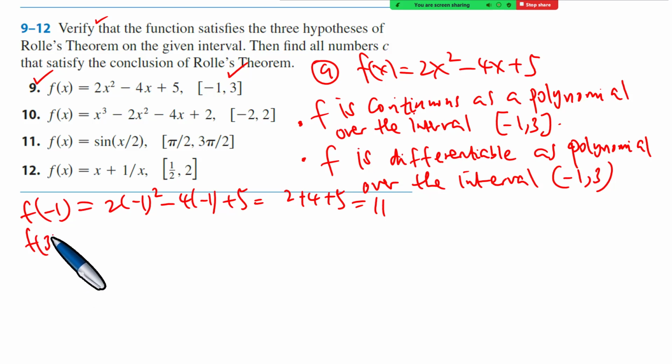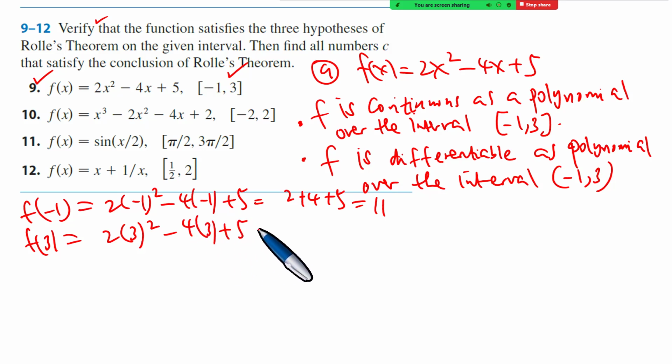And then we have f of 3. Check. 2 into 3 squared, minus 4 by 3, plus 5. What is 3 squared? It's a 9. 2 by 9 is 18, minus 12, plus 5. In the end, what do we have? Let's start by saying 18 minus 12. You get a 6. A 6 plus 5 is 11.